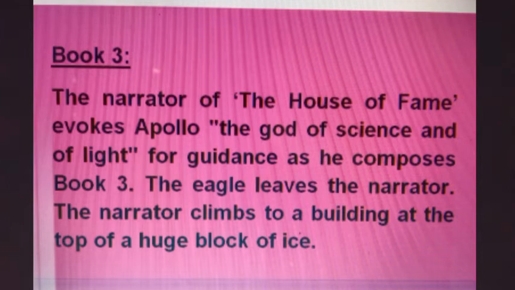The narrator of the house of fame invokes Apollo, the god of science and of light, for guidance as he composes book 3. So in the last part, the narrator invokes Apollo. So we had seen in the first part, when the book begins, he invokes the help of the god of sleep. Now he invokes god Apollo, the god of science and of light.